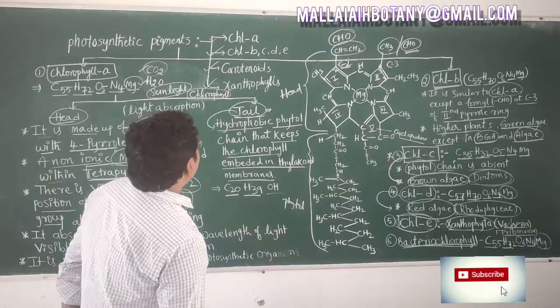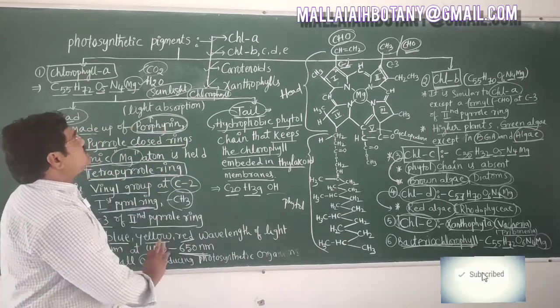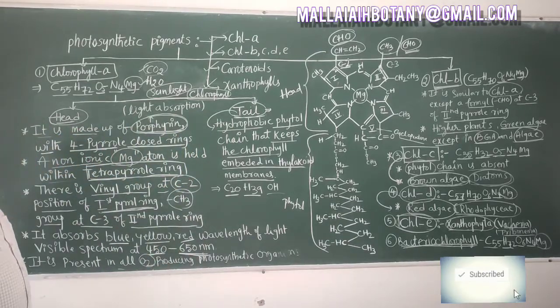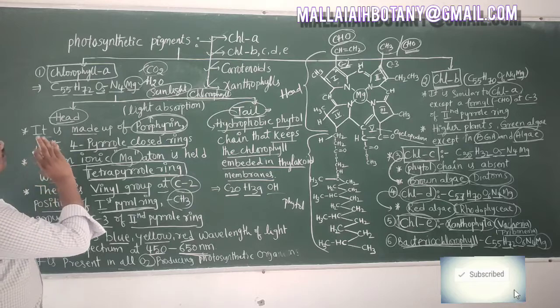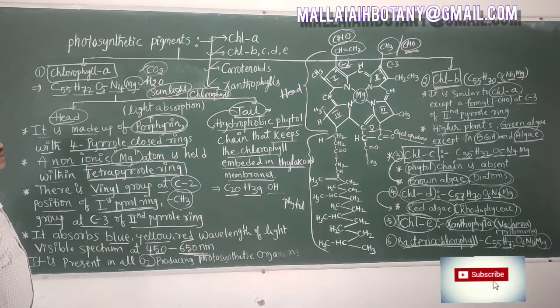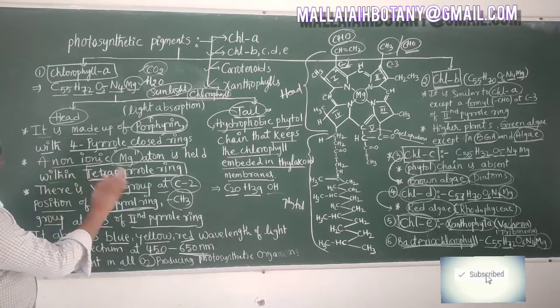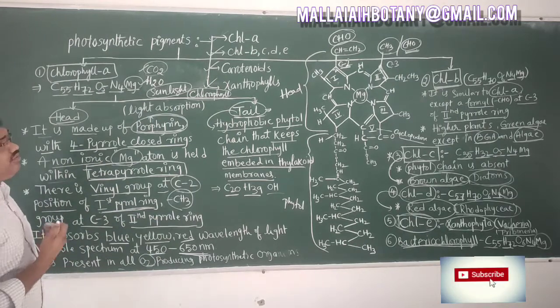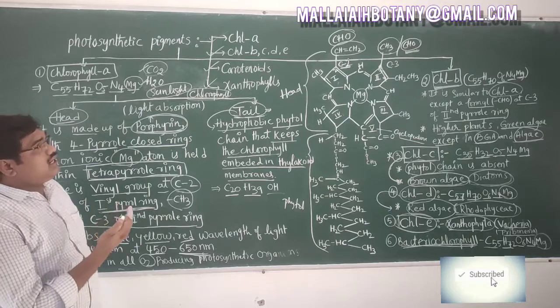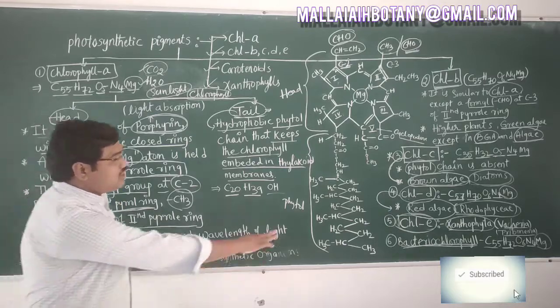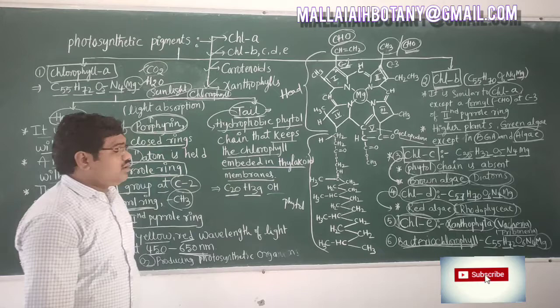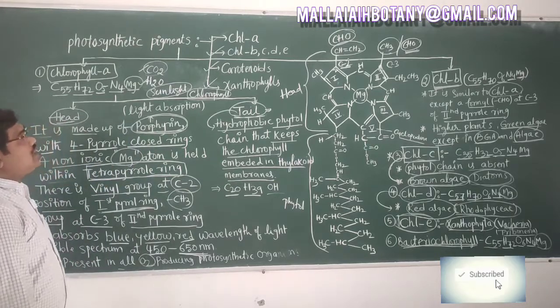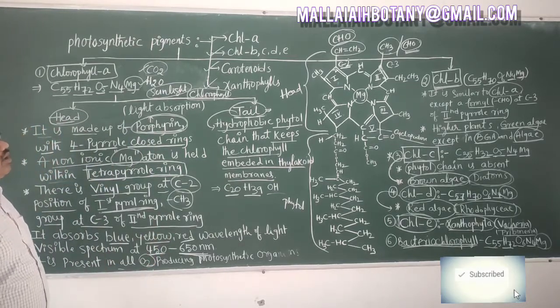So this is the basic concept about photosynthetic pigments. In this video I will explain only the types of chlorophyll pigments. What are the types of chlorophyll pigments? Chlorophyll A, chlorophyll B, chlorophyll C, D and E, and also bacteriochlorophyll, which is present in bacteria and other organisms.